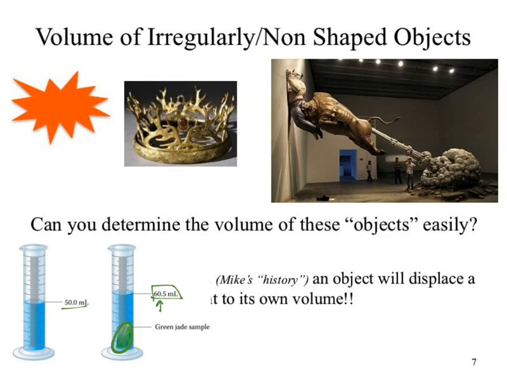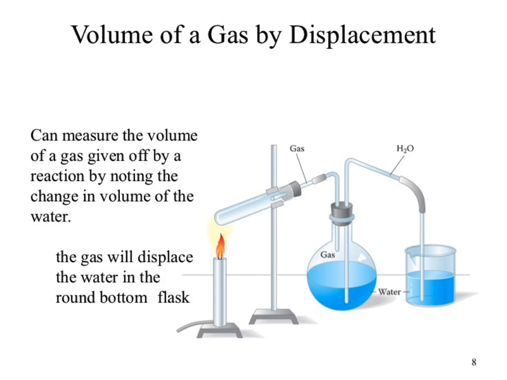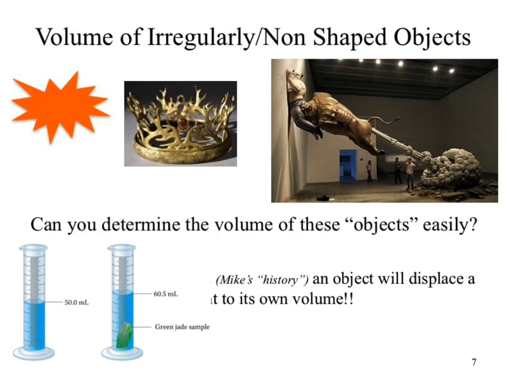Well, what was the volume of the jade then? Subtract 50 from 60.5, and we now have the volume of the jade to be 10.5. Okay? So we can do volume measurements by displacement. We can do the same thing with gases.